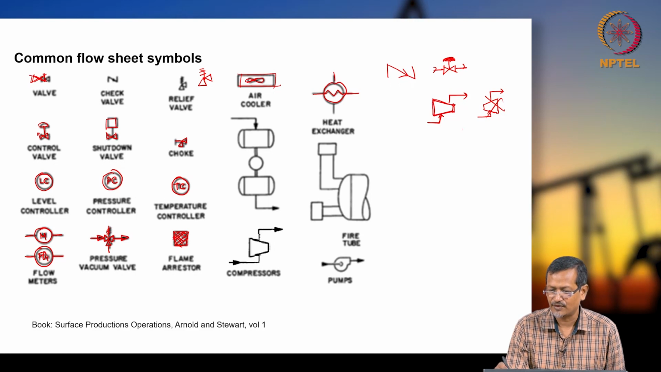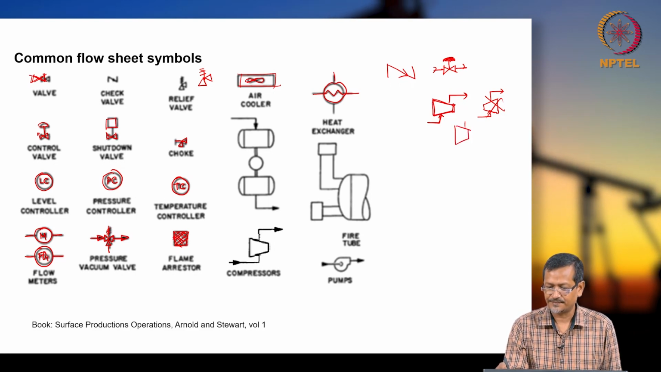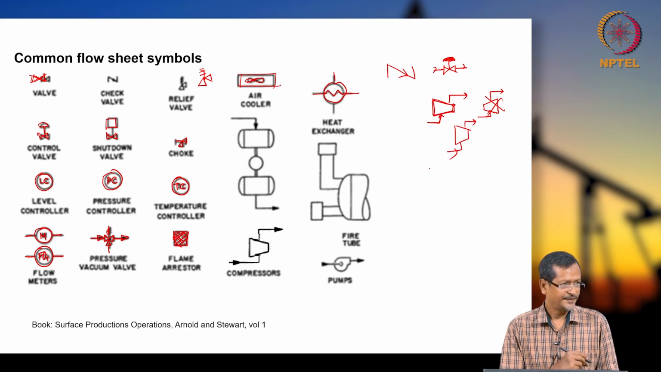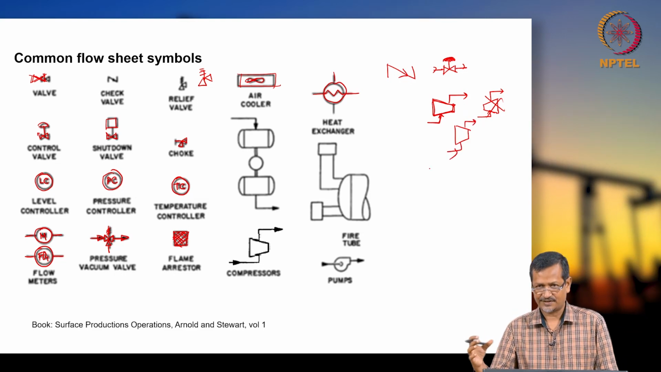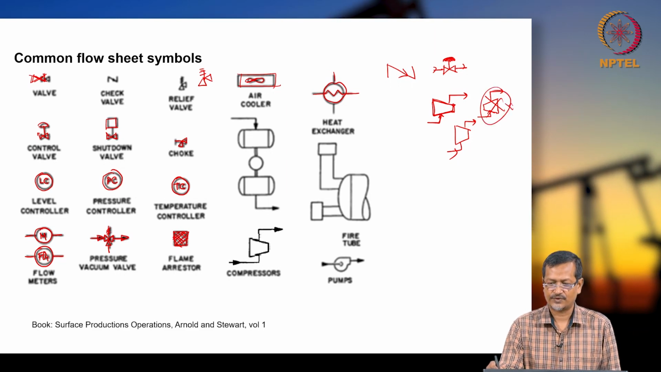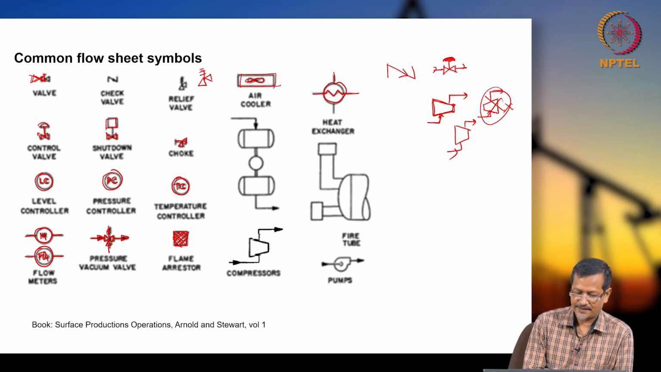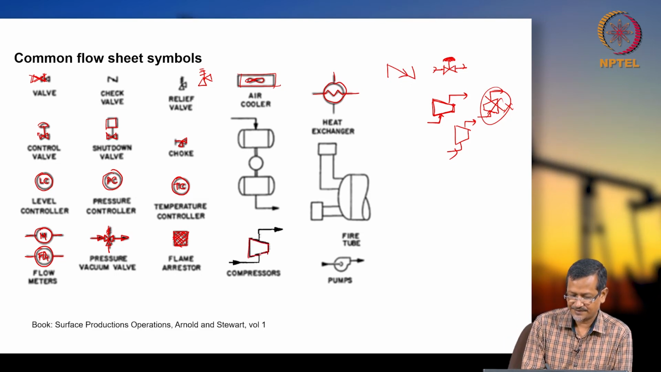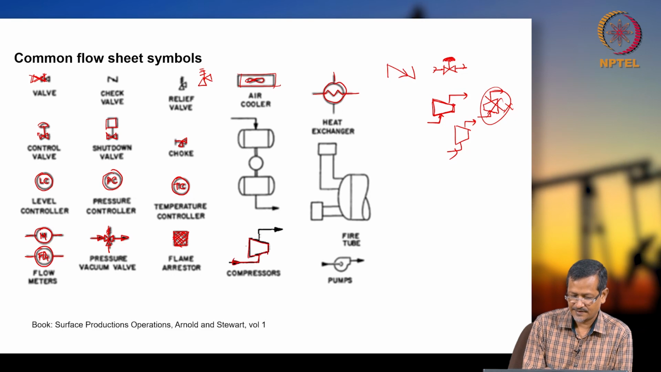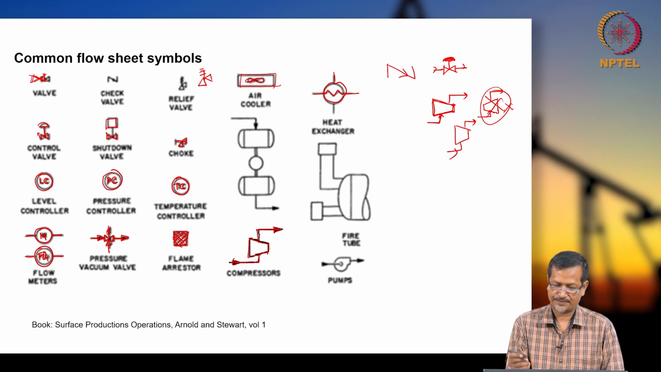Whenever you are drawing a compressor symbol, you should draw it like this, so that the volume is shrinking. If you draw it the other way, I will give 0 marks, because it will be wrong. So the compressor is like this. If you are following the book, that is fine, but if there is an error, then you have to note this down.